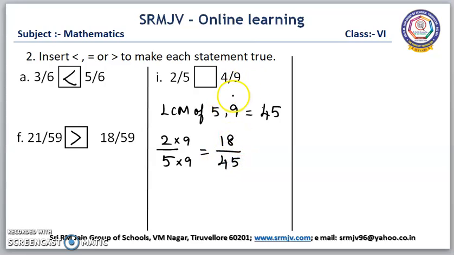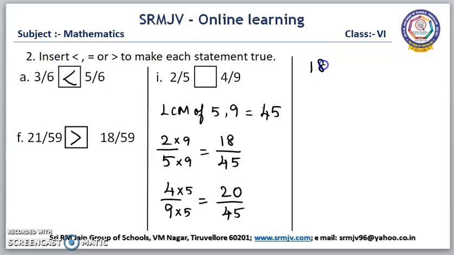Now we have to change the second fraction. 4 by 9. In the 9 table, when will you get 45? 9 5s are 45. So we have to multiply the numerator by 5. So we will get 20 by 45. Now we have changed the fractions to like fractions. Now we have to compare.